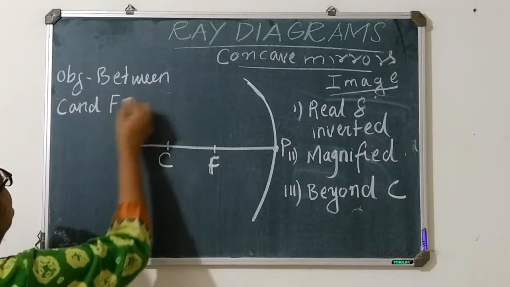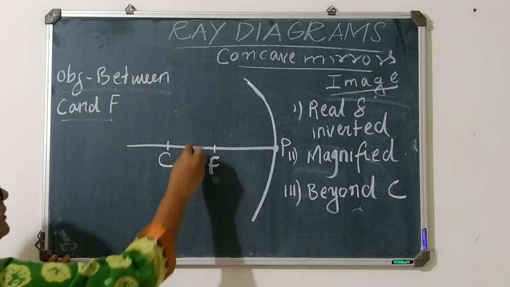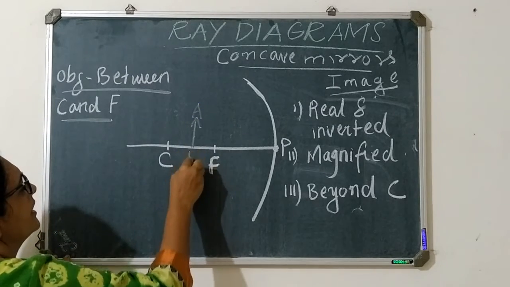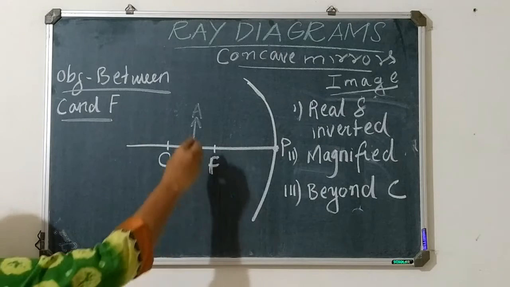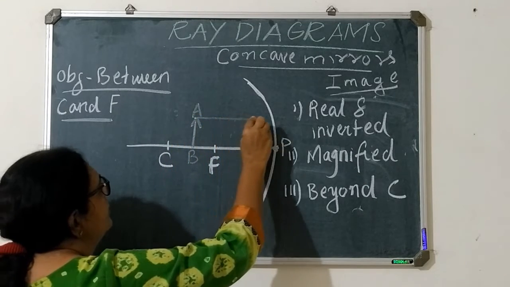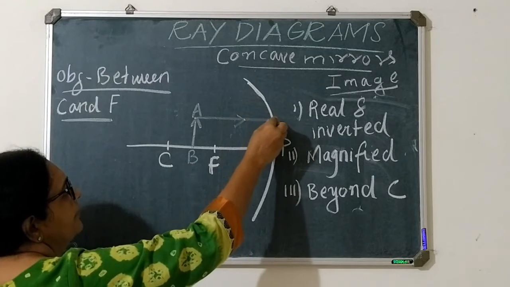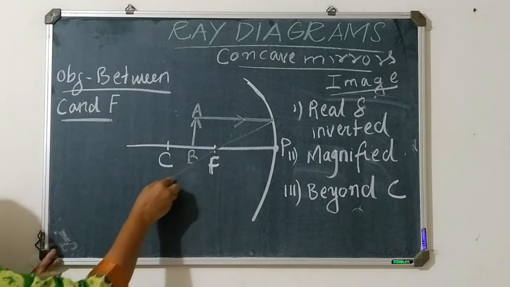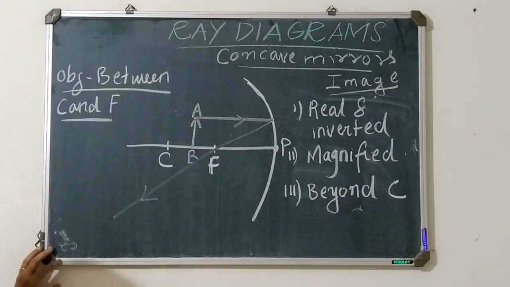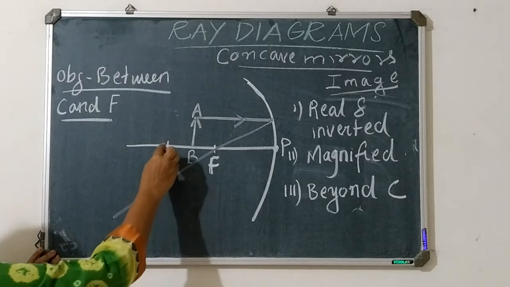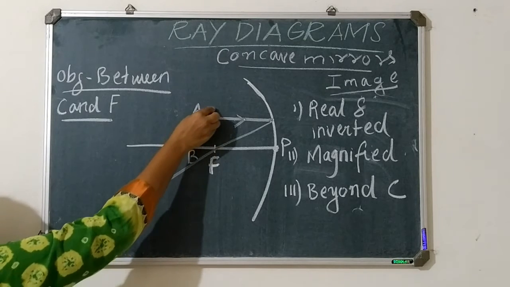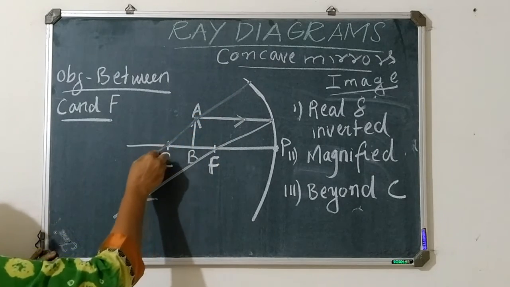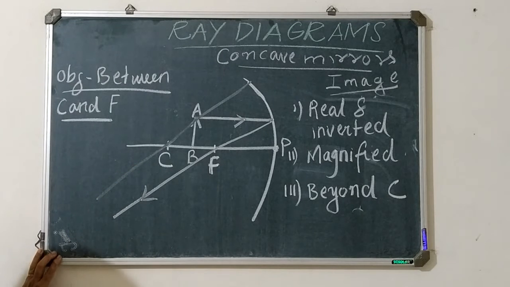When the object is placed between C and F. So let us place the object between C and F. We represent this as A, B. Okay. Now we know that the ray which is running parallel to the principal axis, after falling on the mirror, will reflect back and pass through the focus. So this is the one ray that is passing through the focus. Another ray will pass through the center of curvature.